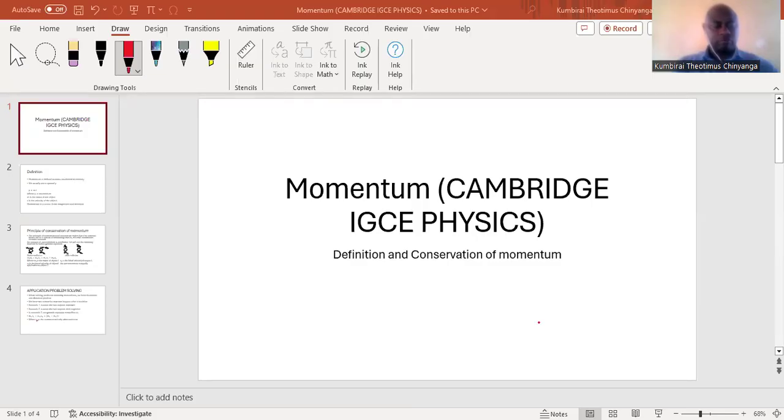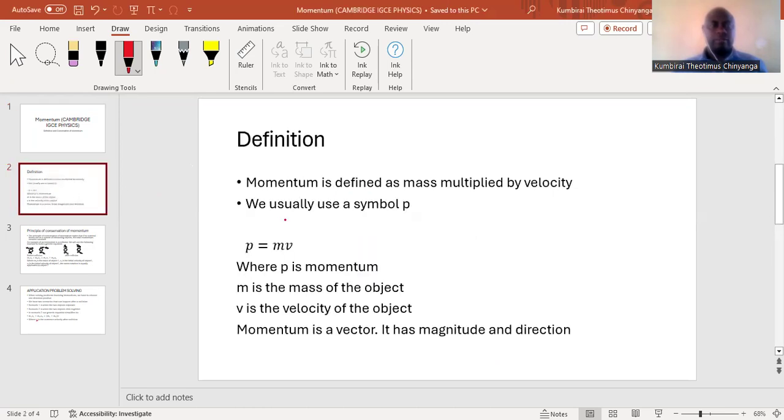This lesson is based on momentum and conservation of momentum. Without wasting time, let us go to our slide presentation. I'm going to share with you our slide where we discuss closely the aspects of momentum and conservation of momentum. And this topic is based on the Cambridge IGCSE physics syllabus.